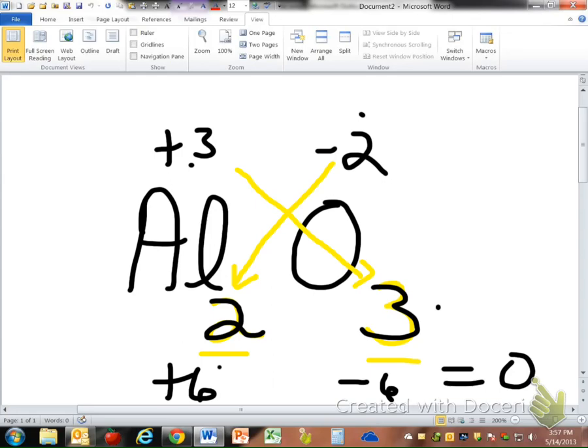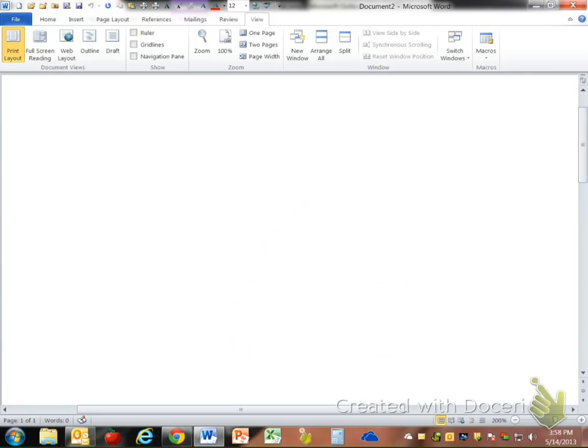So if we don't have a nice even jump from one to the other, what we do is simply find the least common multiple of the 2, or we could do our little switcheroo trick, and it will work out. Alright, getting close to the end of this video, let's look at a polyatomic ion now as a binary compound.